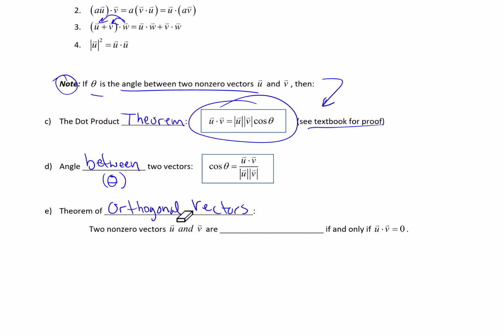That is, two non-zero vectors, u and v, are perpendicular if and only if their dot product is 0. Perpendicular means that something meets at a right angle. So that's true of vectors u and v if and only if their dot product is 0. If they are perpendicular, then their dot product is 0, and if the dot product is 0, they are perpendicular. Those two things necessarily go together.